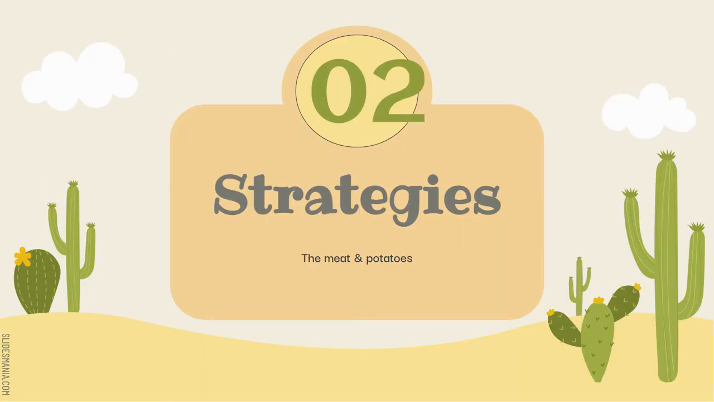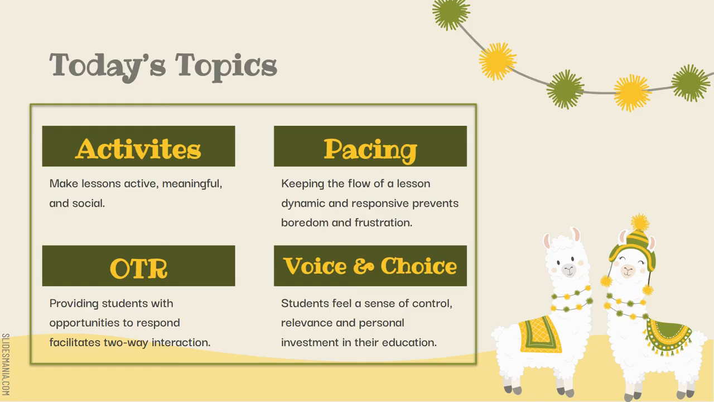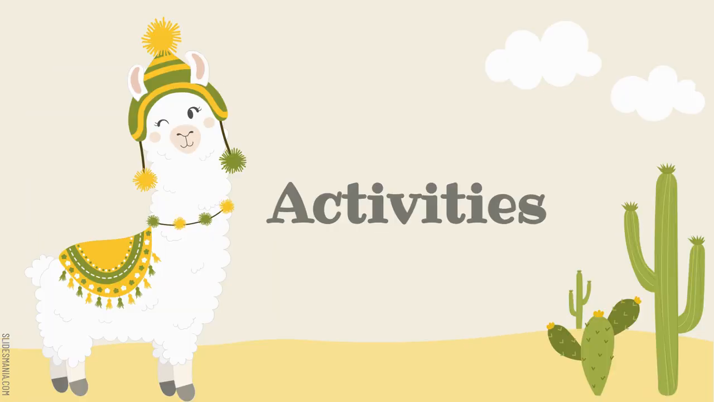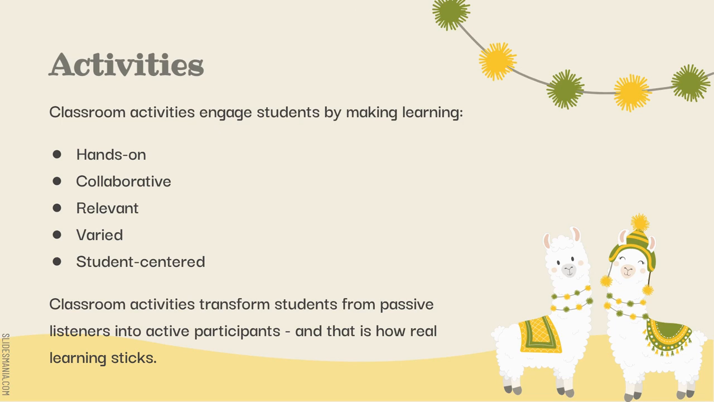So let's take a look at some strategies. Today's topics are going to include activities to use in the classroom, pacing, opportunities to respond, and providing voice and choice to our students. We're going to start with activities. Classroom activities engage students by making learning hands-on, collaborative, relevant, varied, and student-centered. Classroom activities transform students from passive listeners into active participants, and that's how real learning sticks.